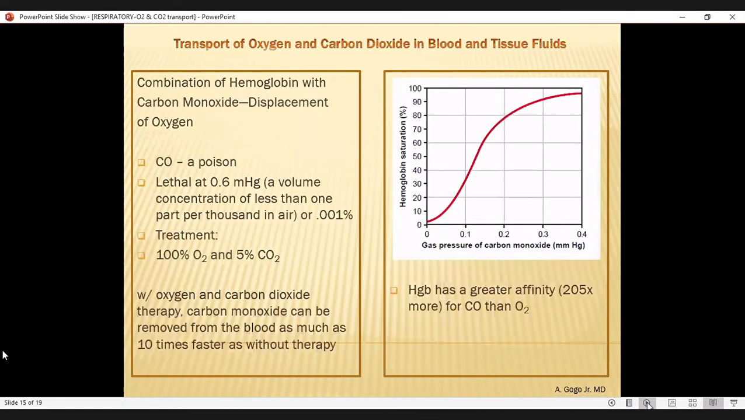Now, what is the action of carbon monoxide? This is a poison, right? So carbon monoxide is responsible for a shift to the left, okay? And fetal hemoglobin is also a shift to the left. It doesn't let go, it would like to hold on to the oxygen.